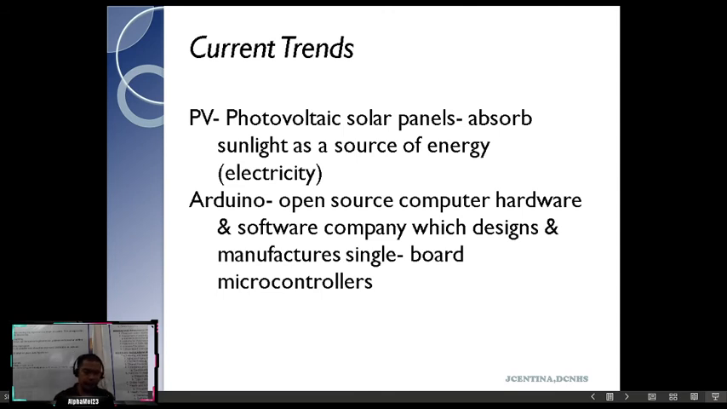So, what is the study all about? PV panels means photovoltaic solar panels, which absorb sunlight as a source of energy. Arduino is an open source computer hardware and software company which designs and manufactures single board microcontrollers. So in RIM, robotics and intelligent machines, what is very popular at present is the Arduino. It's a microcontroller, let's just say a microcomputer, that can be attached to your gadgets or devices. It's the brain of the device, where the commands and the program are embedded for your gadgets to run.